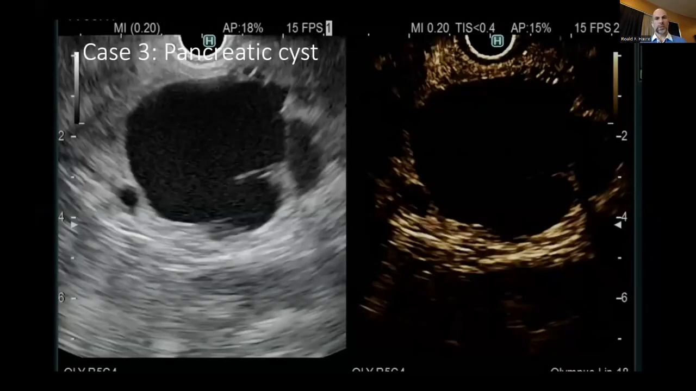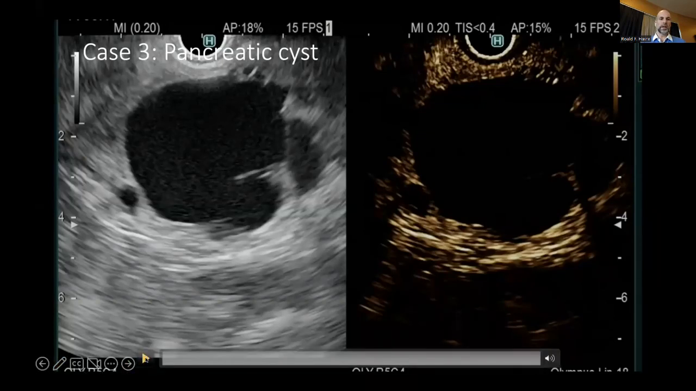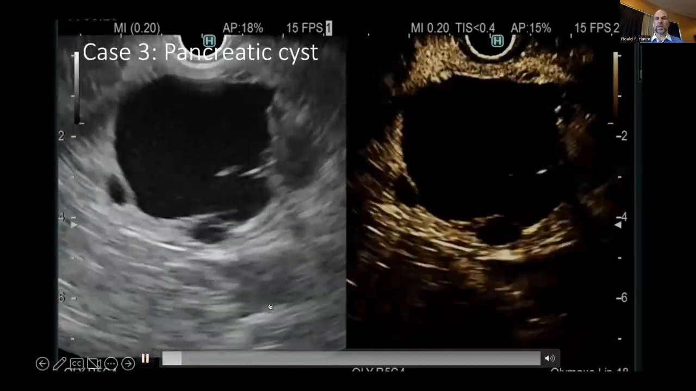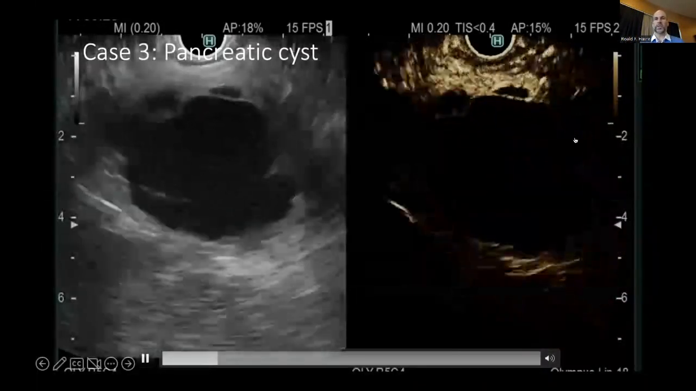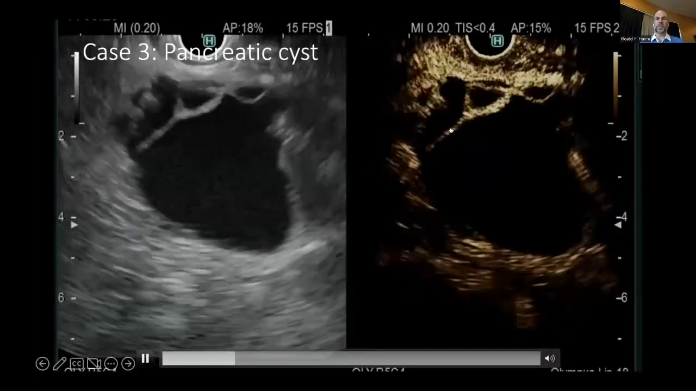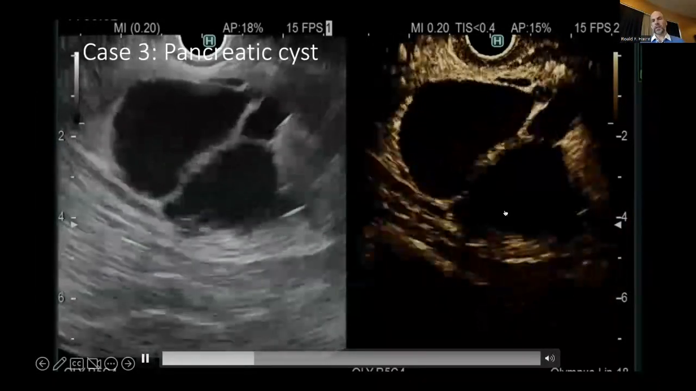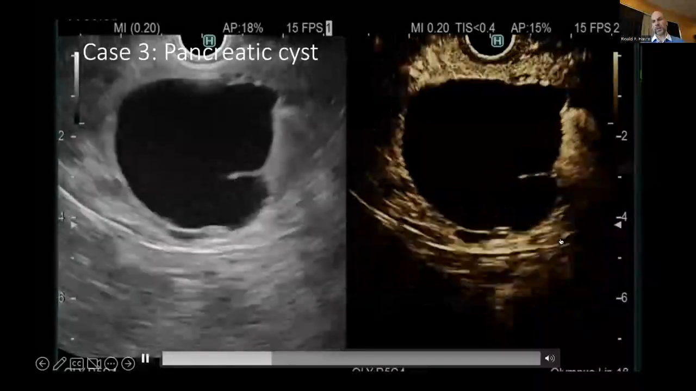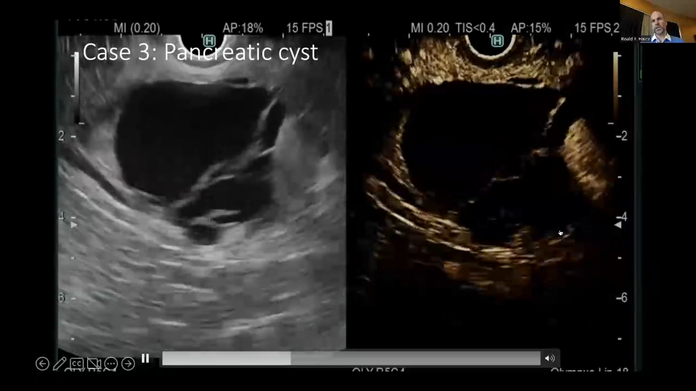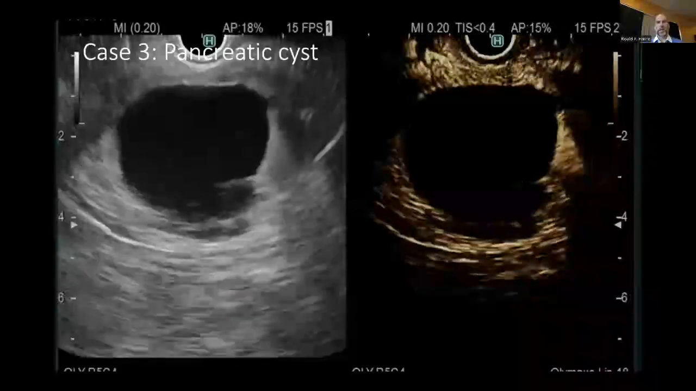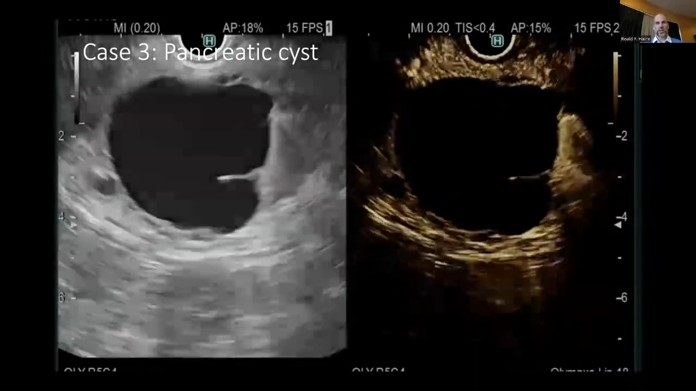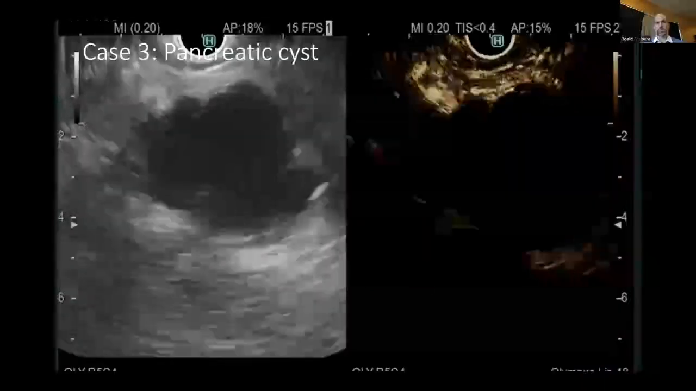So let's move on to the cysts. I think cysts are one indication where contrast can be very useful. We see the B-mode image on the left and the contrast image on the right. And we've already reached the time when the contrast has arrived. So we see some fine septations in this cyst. It's a kind of complex cyst, up to nearly 4 centimeters across in the largest diameter. And we look for small nodules in the wall of the cyst. And we see that there is a good correspondence between the B-mode image and the contrast image.